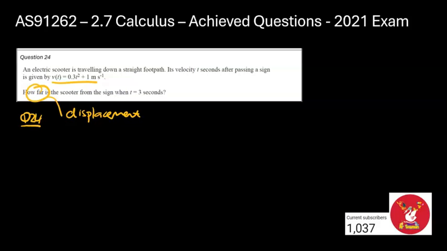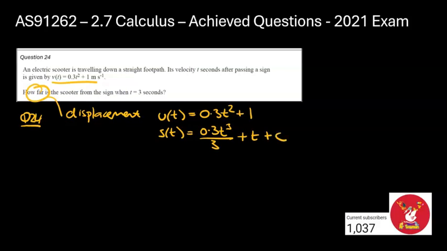So I'm going to start by jotting down my velocity equation. So the velocity in terms of time will be equal to 0.3 t squared plus 1. So to find the displacement formula, so that's s of t, I need to integrate my velocity. So that's going to be 0.3 t cubed divided by 3 plus t plus c. I could probably do some simplifying while I'm here. So 0.3 over 3 is 1/10. That's actually going to be 1 over 10 t cubed plus t plus c.